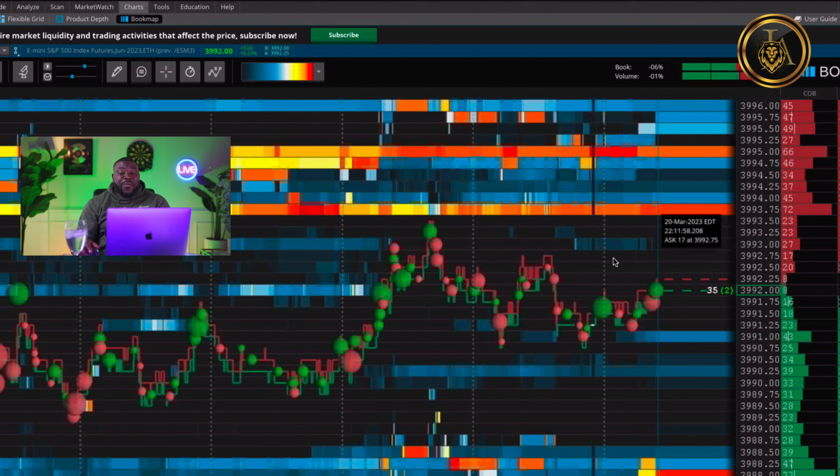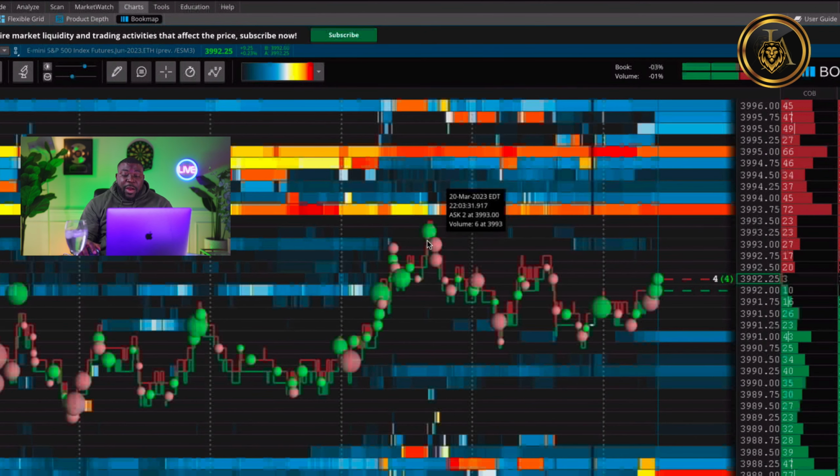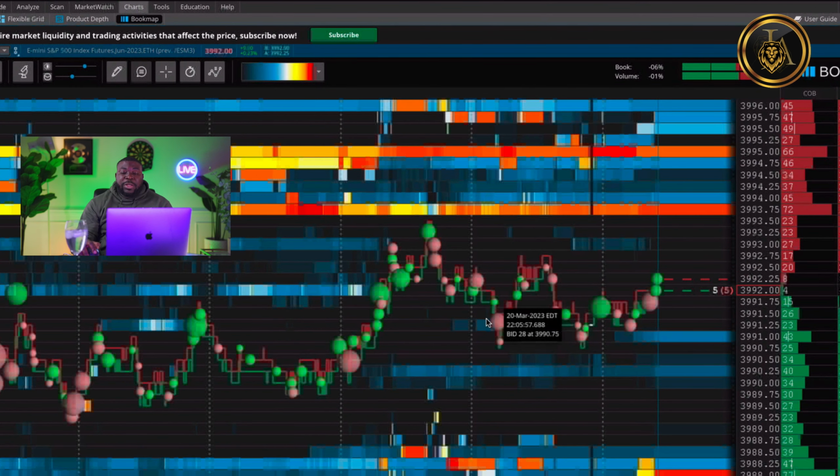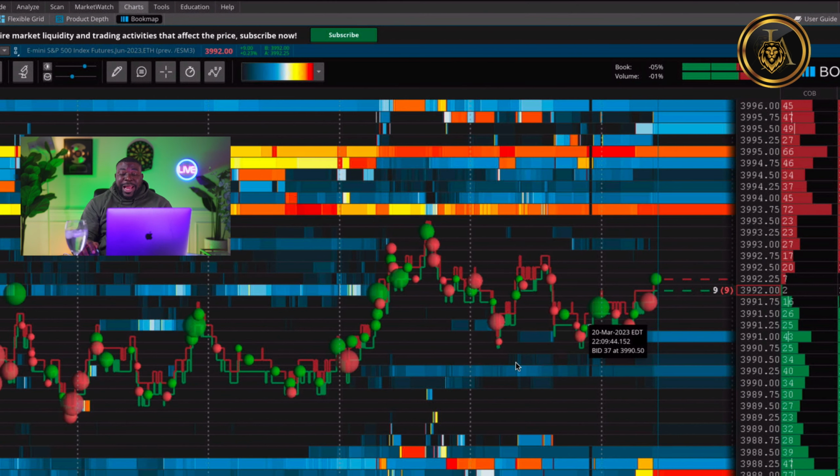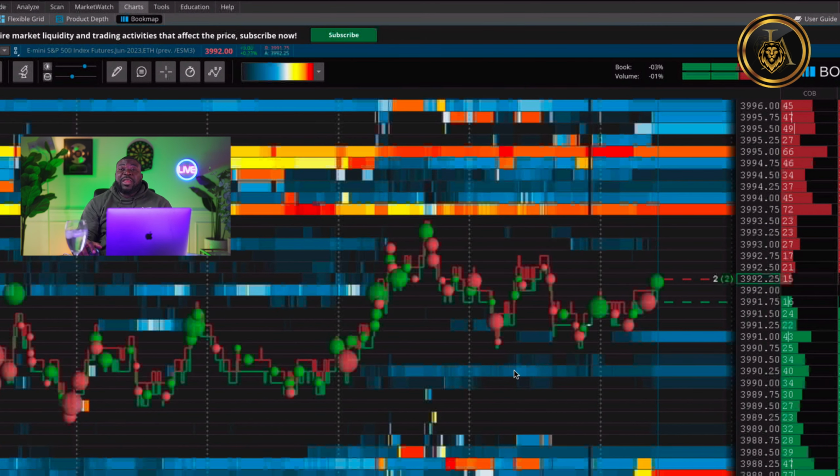In hindsight, if you were in puts and got into puts up here, you could have ridden it all the way down to around this area where you start seeing the light blue popping up. That lets you know that there are buyers there.